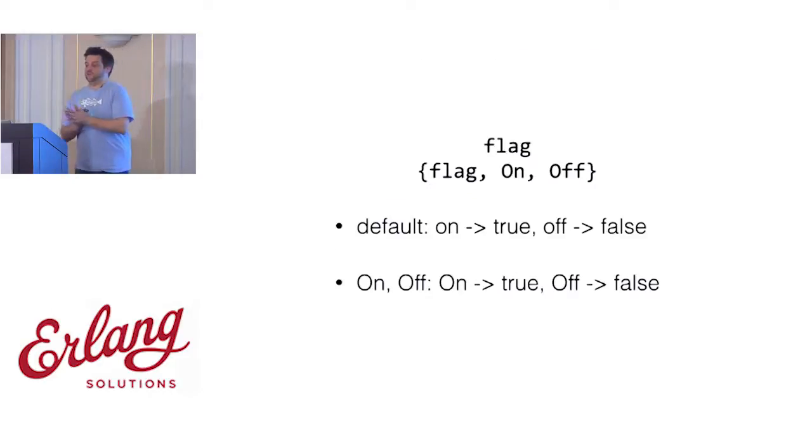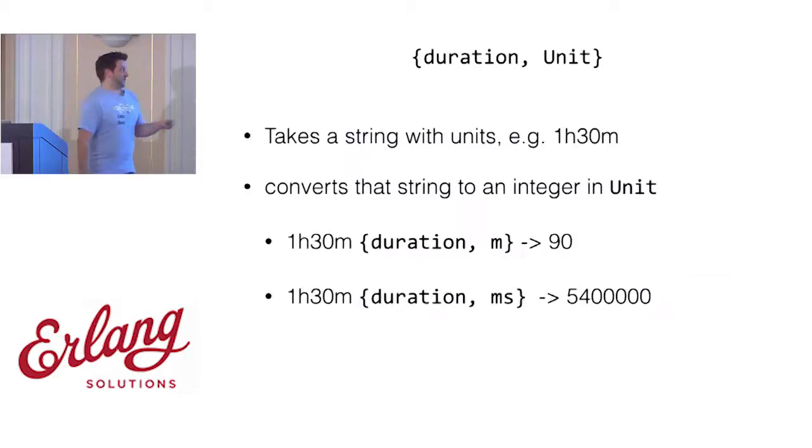Flag is cool too. It's for Booleans, basically. If you use flag, then the atom or string on equals true and off equals false. The second syntax for flag is you can actually specify the things you want to equal true and false there. So it gives you a little bit more flexibility.